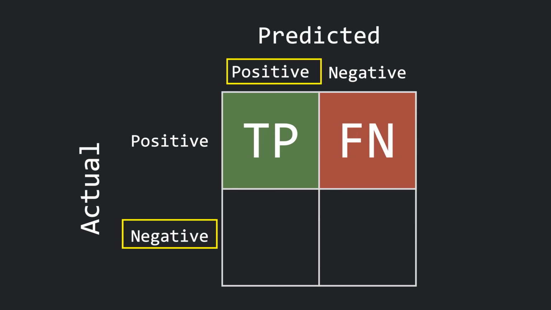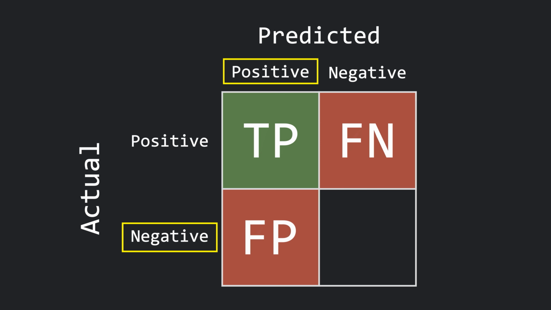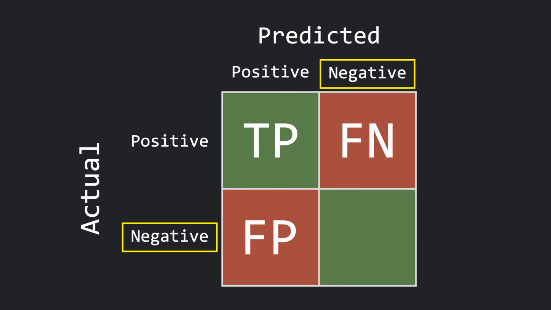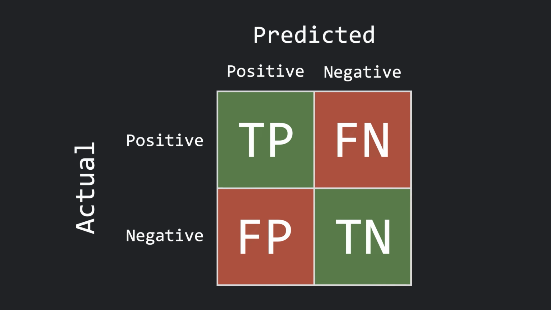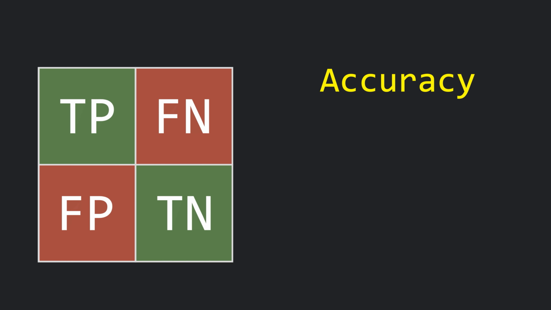Moving to the first cell of the second row, we have false positives. These are cases where the actual class was negative, but the model predicted them as positive. Finally, the last cell represents true negatives, meaning both the actual and predicted classes were negatives. Now, based on these 4 values in the confusion matrix, we can calculate several important evaluation metrics.